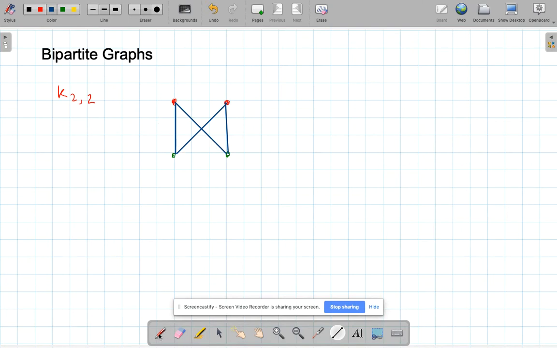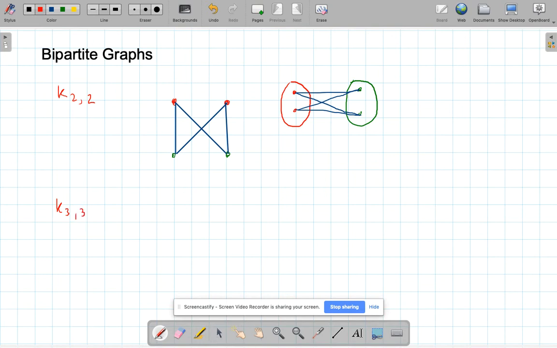Another way to think about that is to put the red vertices into a set together like this, and then put the green vertices in a separate set. Now, within this set I've got here, we're not allowed to join the greens together. But we can join the red to the green, like this, and so on.